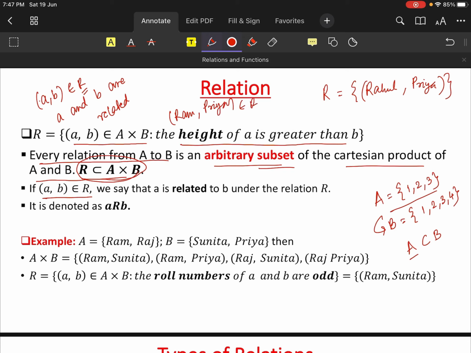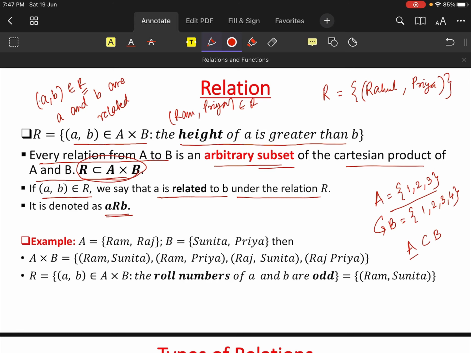So here it means A is related to B under the relation R. The relation was brother: A is the brother of B. That's the relation. So Ram comma Priya, Ram is the brother of Priya, so that's why Ram comma Priya is an element of the relation, and it is denoted by ARB. Since A is related to B, it is ARB.